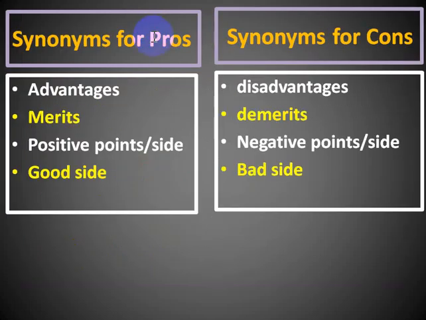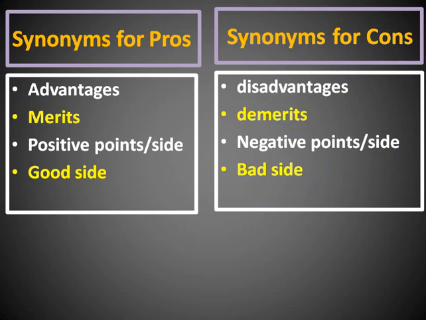So let's look at slide 5. We have what? Synonyms for pros, which means what? Other words that have the same meaning as pros. We have advantages. Instead of using the word pros, you can say what? Advantages, merits, positive points or side, the good side. Synonyms for cons mean what? Disadvantages, demerits, negative points or side, the bad side.